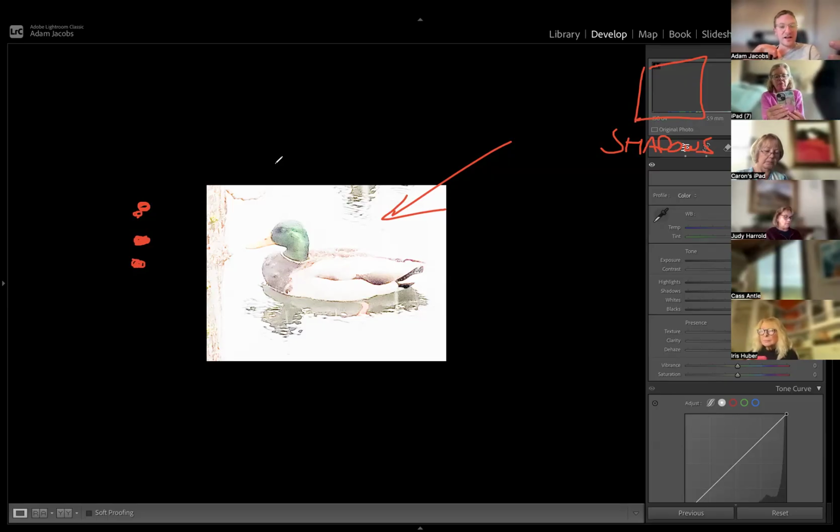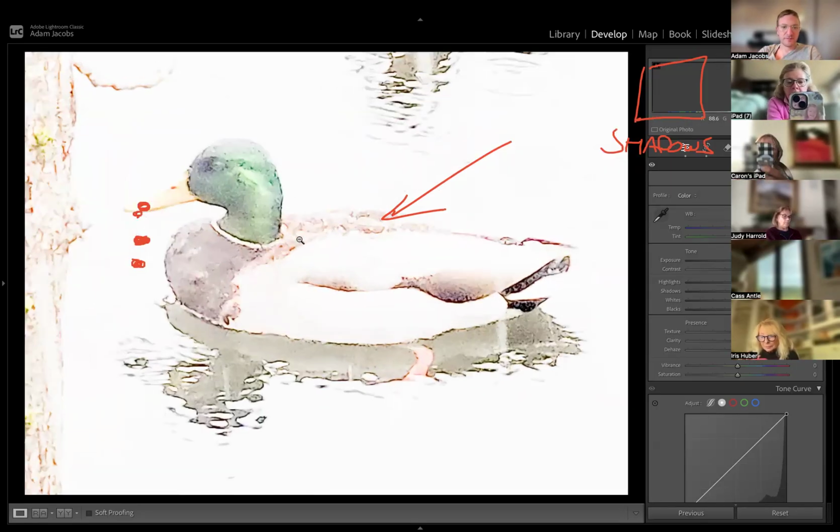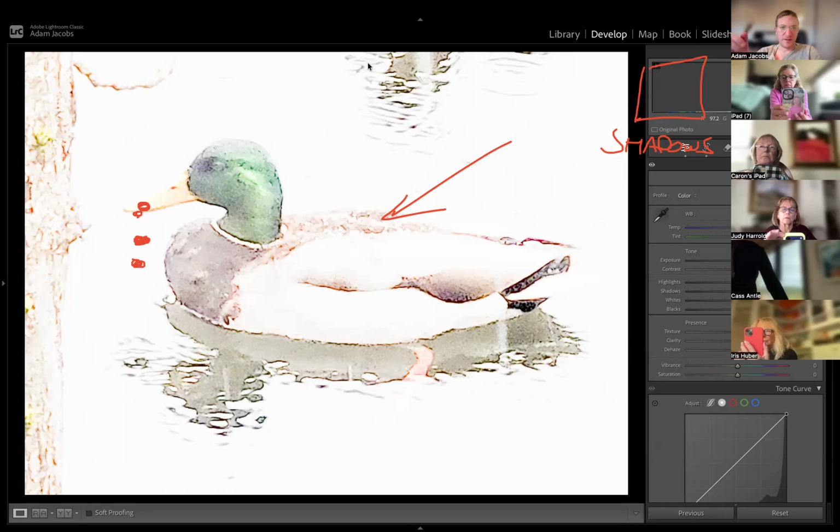Okay, we got it. Now point your cameras as if you're going to take a picture of the duck on the screen, which is way too bright. You're going to see that you get all these funny zebra-looking lines across your picture. Everyone see that?